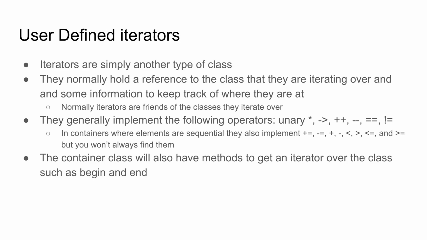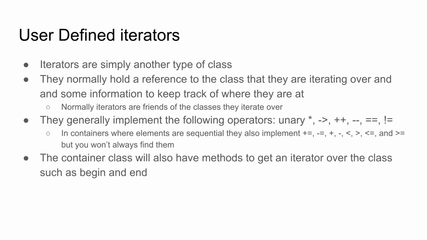So iterators allow you to generalize this concept, and they're pretty easy to make, and they just involve writing a lot of boilerplate code. What they are is generally a class that holds some reference to the class that they're iterating over, and some information to keep track of where they're at in that thing. Also, it's quite common for your iterators to be friends to be able to access your private parts, but they don't always need to be able to do that.